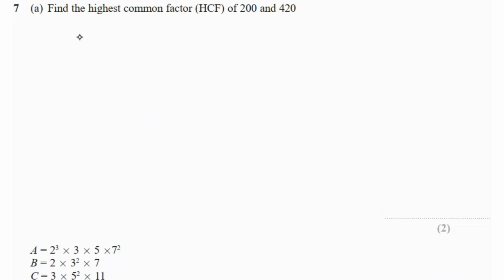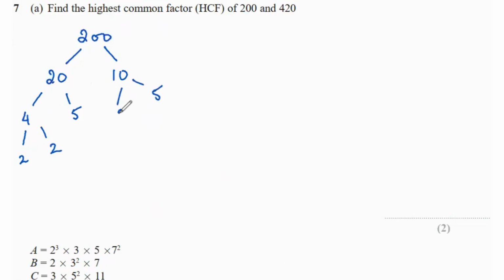So what we can do is we can split the 200 like we did in the previous question, make a tree diagram. 200 is 20 and 10. Once again, you can take any set of factors. There is no restriction on that. 20 is 4 and 5. 4 is 2 and 2. 10 is 5 and 2. We know 2 and 5 are prime numbers, so we cannot further break these down. So these are our prime factors.